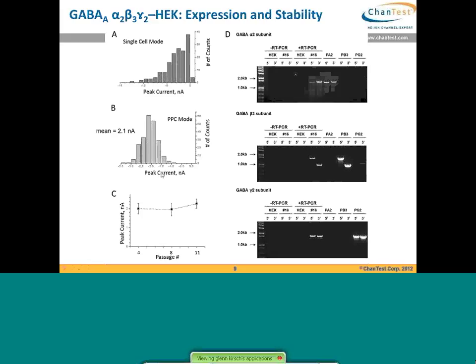Essentially this histogram shows that there are no failures, that there's 100% success rate. All of the recordings are at least 500 picoamps, so up to 3.5 nanoamps. And then the stability of the cell line is shown here, where we're looking at the post-thaw passages 4, 8, and 11. And you can see that the average current in population patch clamp mode remains consistent throughout that time.